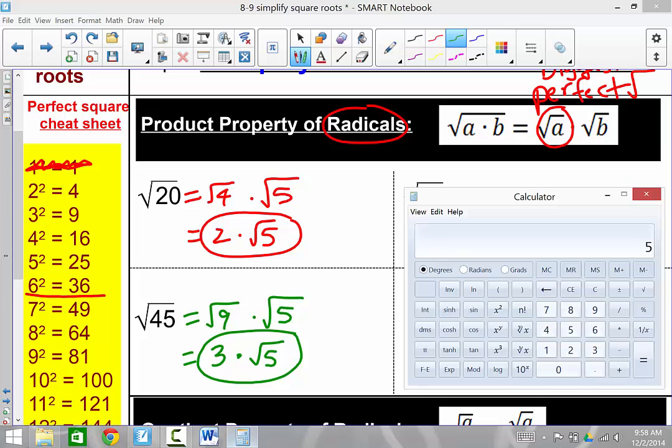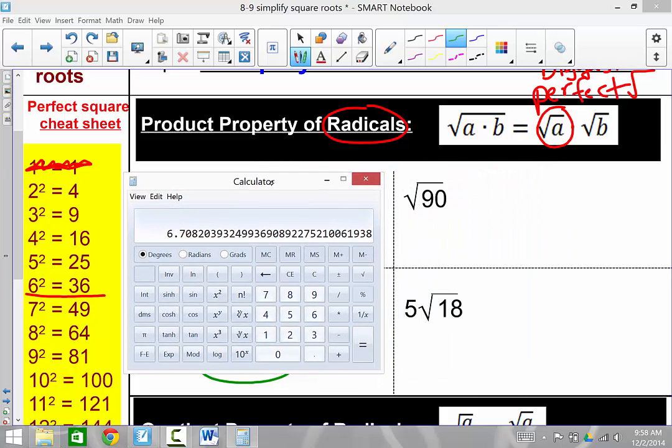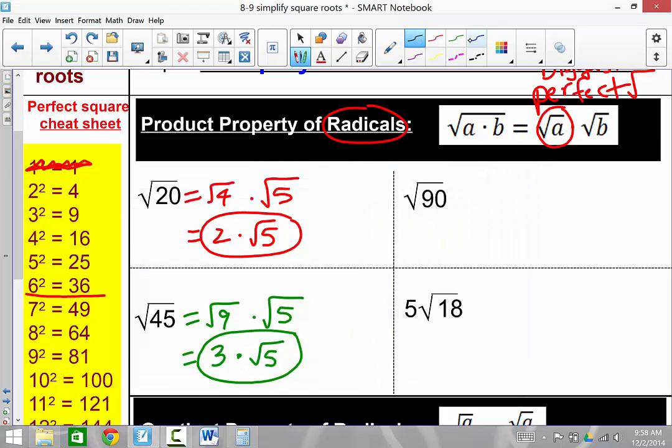Let's double check that it's equivalent. Square root of 45 equals 6.708. Let's try out our answer and see if it works. 3 times the square root of 5 also equals 6.708. So I know that these are equivalent. We are good.